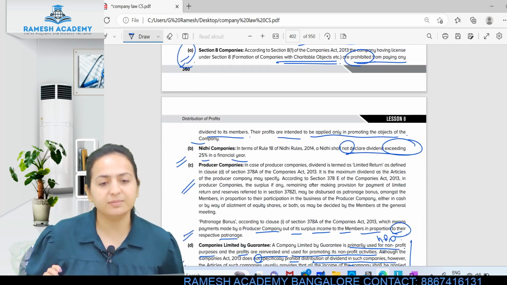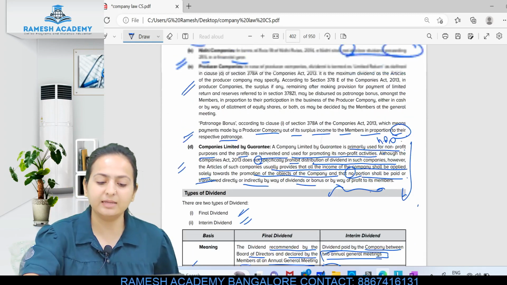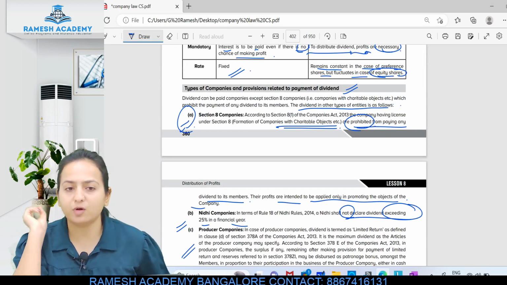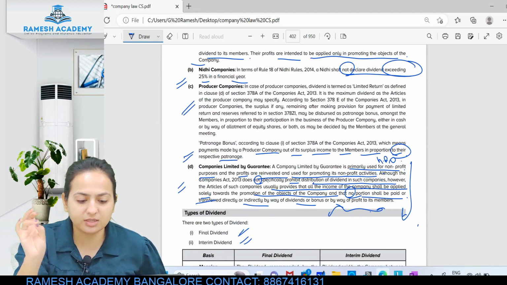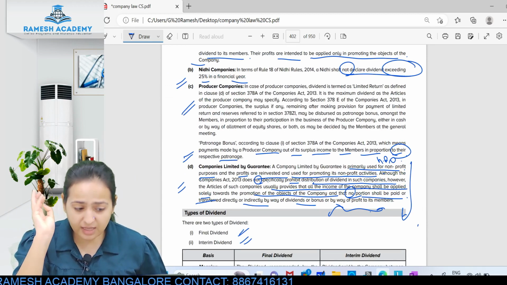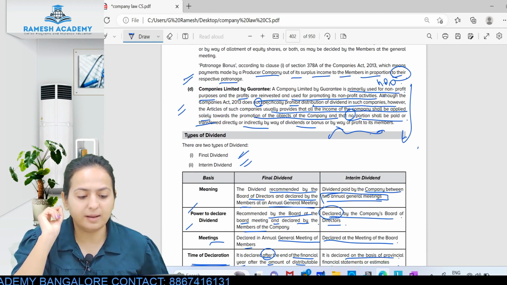Then types of the company, we have studied Section 8 companies, Nidhi company, producer company and company limited by guarantee. Section 8 company: prohibited. Nidhi company: 25% in every financial year. Producer company, and next is the company limited by guarantee, so only by AOA.